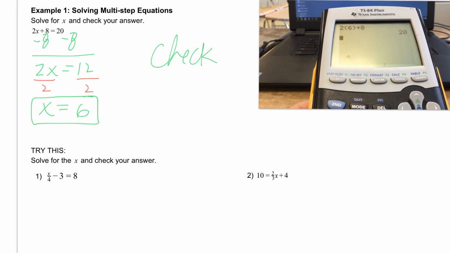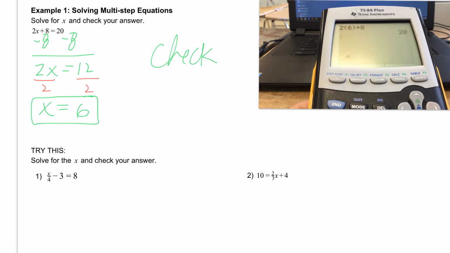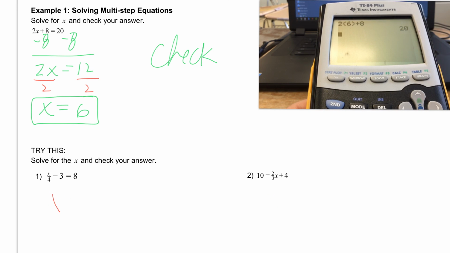Now I'd like you to go ahead and do the try this. Press pause, and when you're done, you can check your answer. If you got the right answer, you should get x equal to 44 for number 1, and x is equal to 9 for number 2. If you did not get these, please raise your hand and I'll come around to help you.